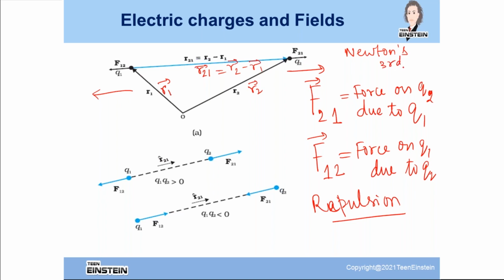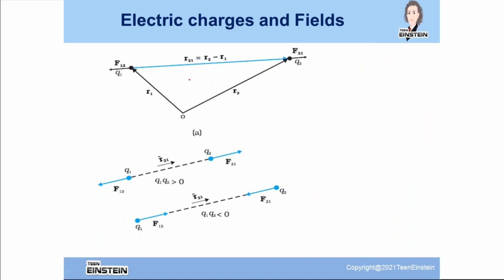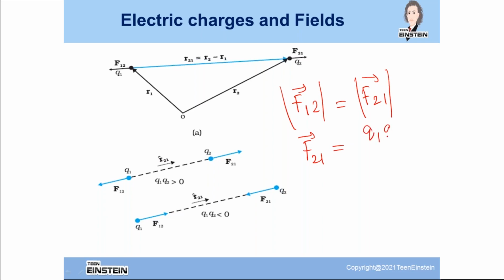This is actually Newton's third law, right? They will be pushing or pulling each other with the same force. It is satisfying Newton's third law. So you can understand now that the magnitude of F12 is equal to the magnitude of F21. Is it clear now?